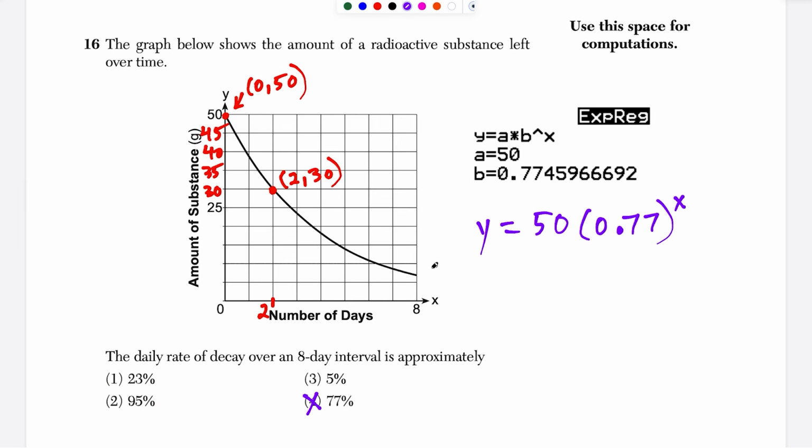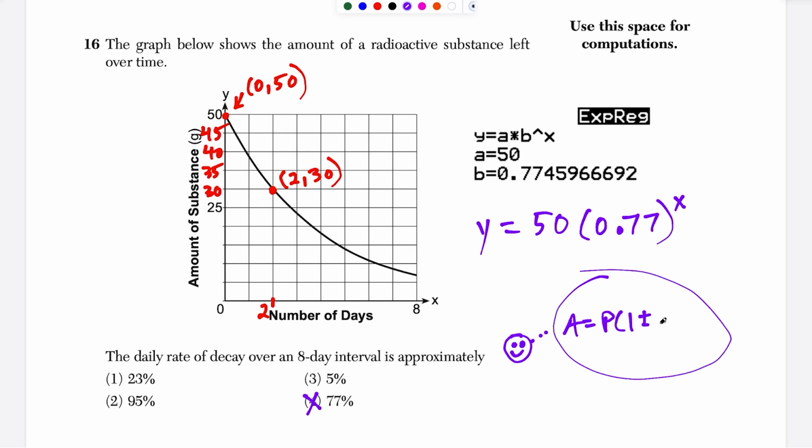One thing you want to be mindful of, you want to think of this formula from Algebra 1, which still shows up every now and then in Algebra 2. But when we have a equals p times 1 plus or minus r to the t power. So the rate here, when you're dealing with decay, the rate is the amount being subtracted from 1. So here we're dealing with a situation where we have a equals p times 1 minus r to the t power.